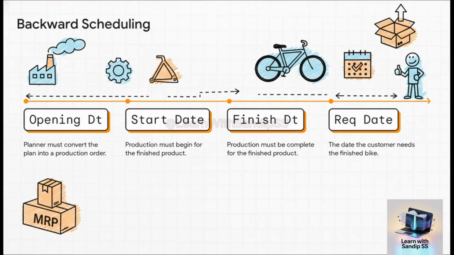So once the system knows what it needs, it has to figure out when. And it does this using a cool trick called backward scheduling. It starts with the end goal, the date the customer needs their bike, all the way on the right of the timeline. And it literally works its way backward in time, subtracting out time for shipping, for production, for planning, to figure out the absolute latest date everything has to start.